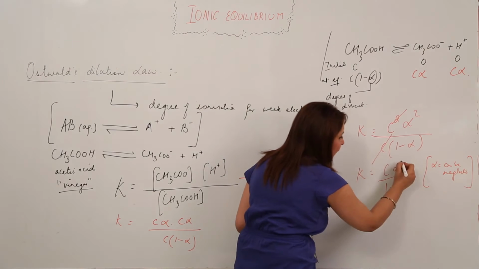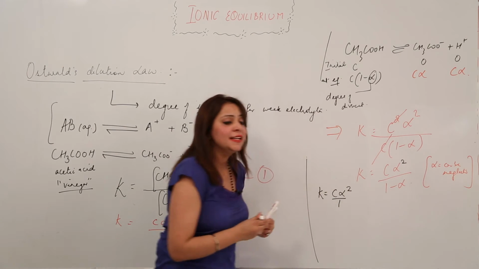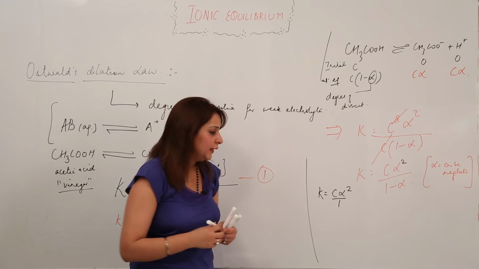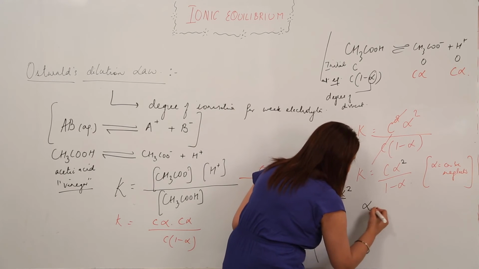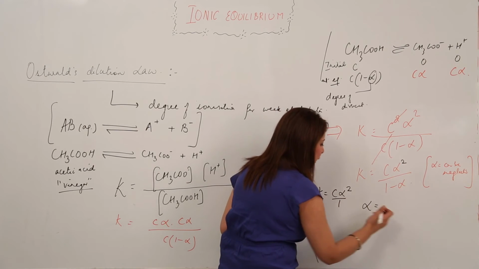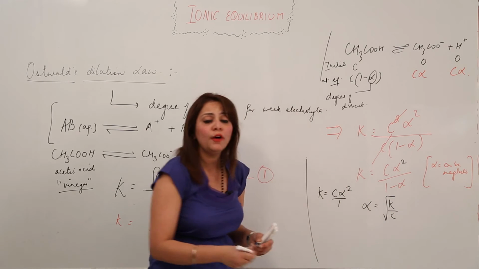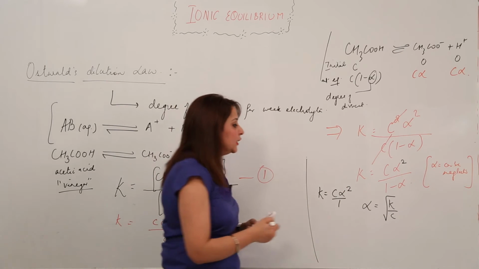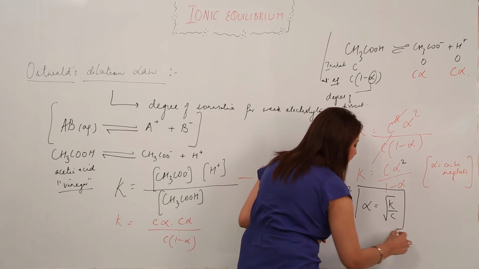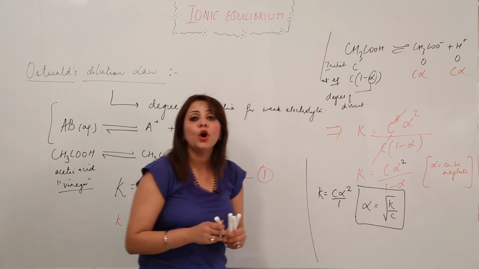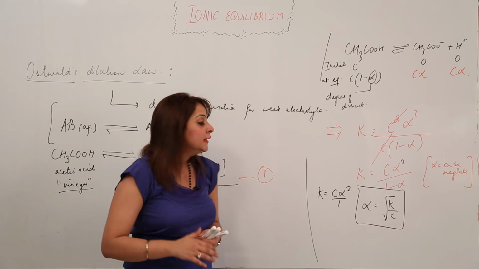Sorry, it was alpha square. So it is K is equal to C alpha square upon 1. So that means the degree of dissociation for a weak electrolyte comes out to be alpha square is K upon C, that means alpha is the square root of K upon C, right? So this is the mathematical expression for Ostwald dilution law.